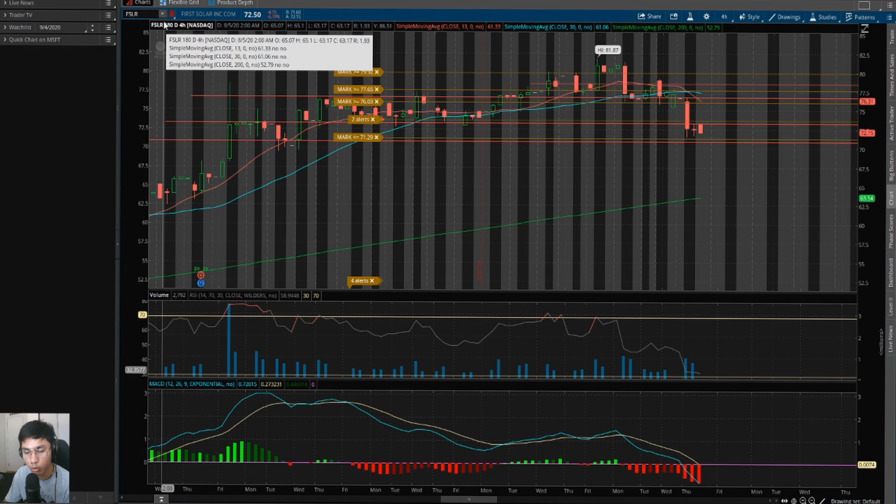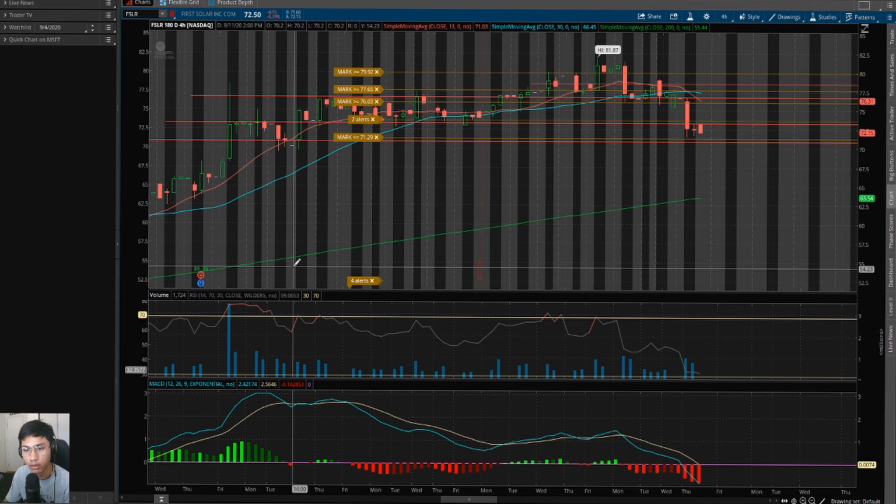So the point here is to know at what price to enter, what price to exit, and what price to cut loss when things do not go as planned. Also, I want to point out that if FSLR does not break above here, then this plan means nothing. So we're not going to do anything. That is a key takeaway as well.